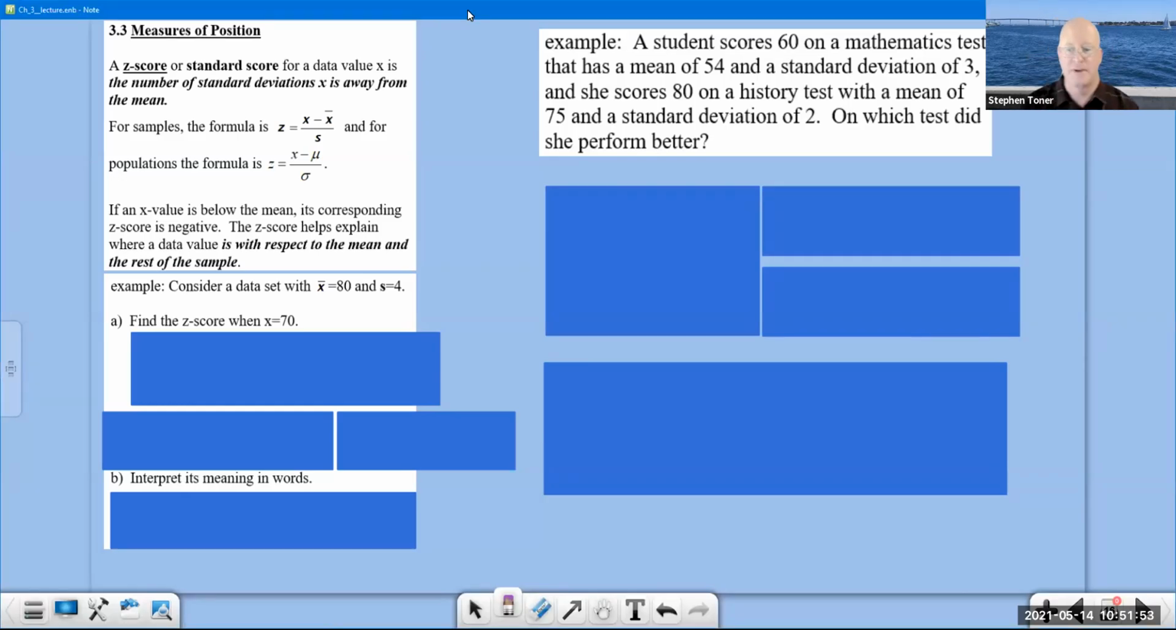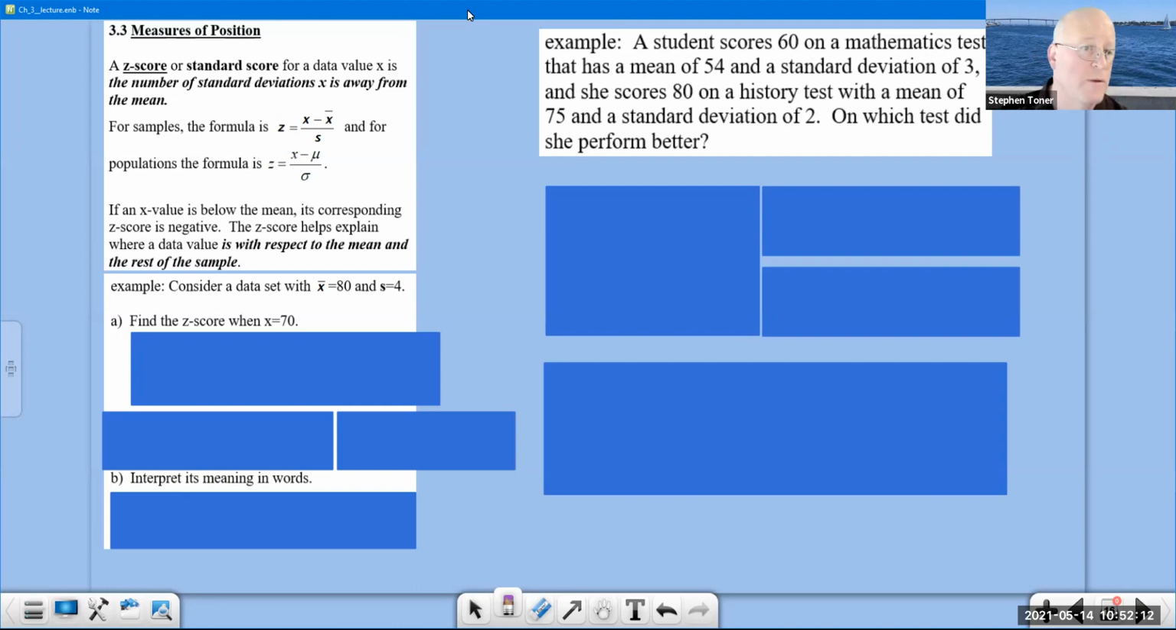In the last video, we took a look at measures of center and measures of variation. Now we're going to move on to measures of position. How do data values rank, so to speak, with respect to other data values?